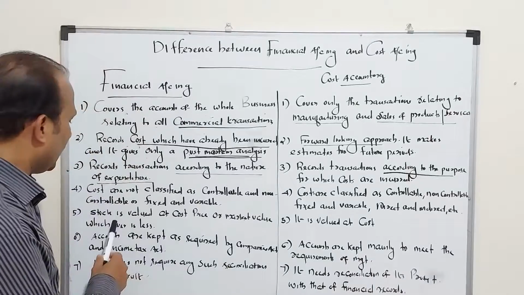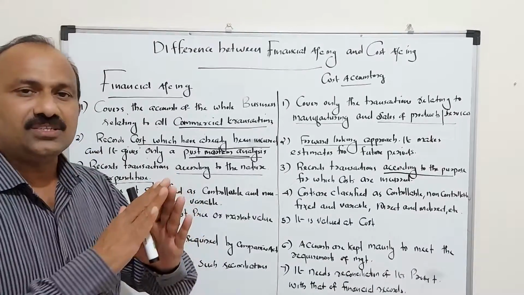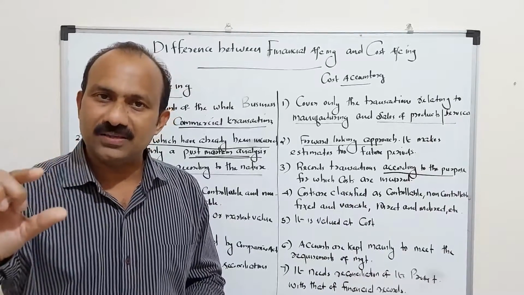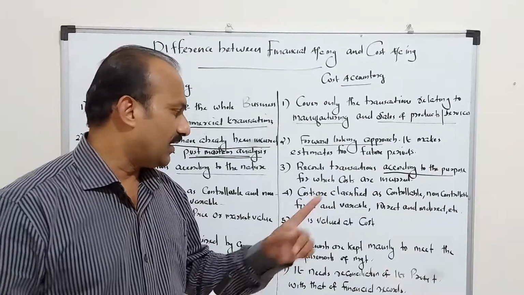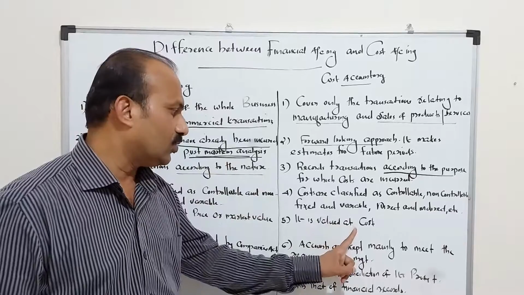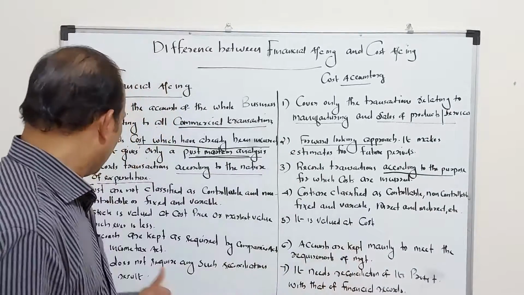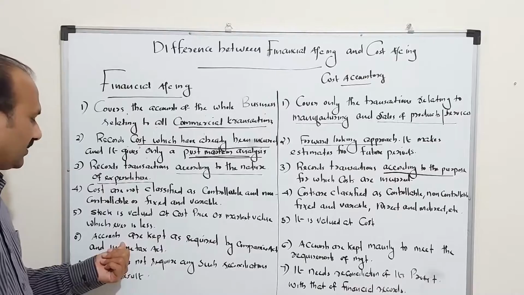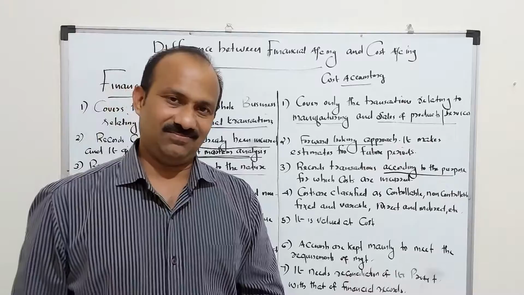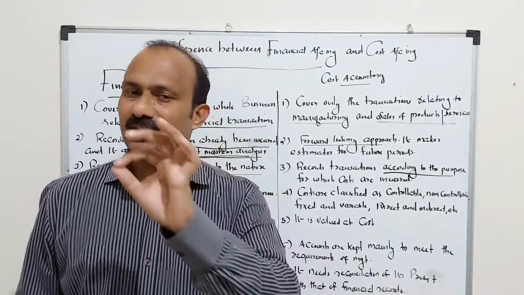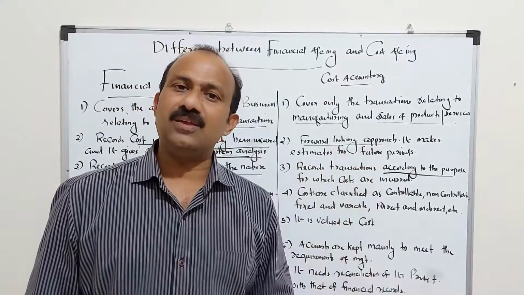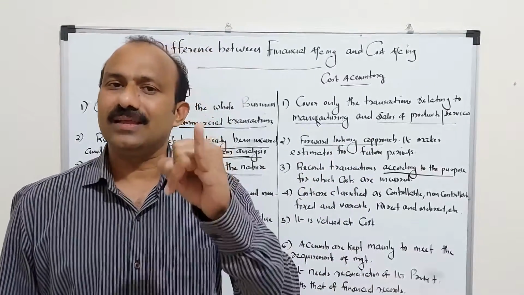Next difference is, under financial accounting, stock is always valued at cost price or market price, whichever is less. But in cost accounting, stock is always valued at cost price only. Next, in financial accounting, accounts are kept according to the Companies Act and Income Tax Act. The trading, profit and loss account and balance sheet, all the transactions and all the formalities will be required under the Companies Act or the Income Tax Act.